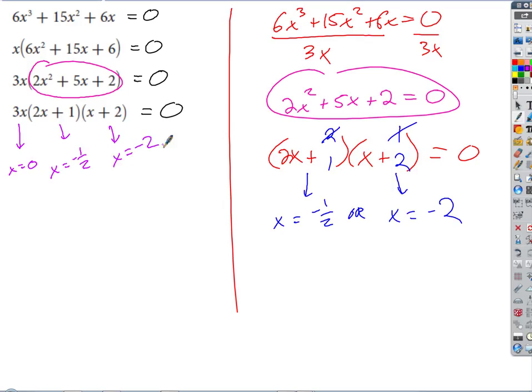How many factors did we get? How many solutions did we get? 3. How many did we get over here? We lost one. Wait, how do you get the 1 and the 2 thing? Where you like to cross out the 1 and the 2?